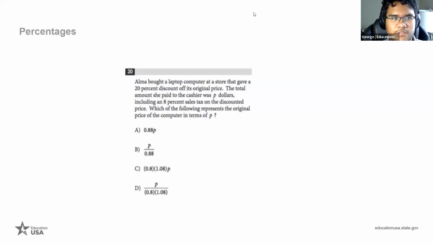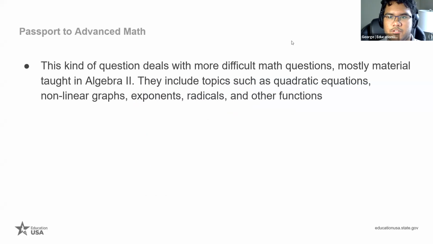But moving on, we have the Passport to Advanced Math set of questions. This deals with the more difficult topics, particularly those covered in Algebra 2. These include topics such as quadratic equations, nonlinear graphs, exponents, radicals, and other functions like logarithms. So let's get into a bit of that.